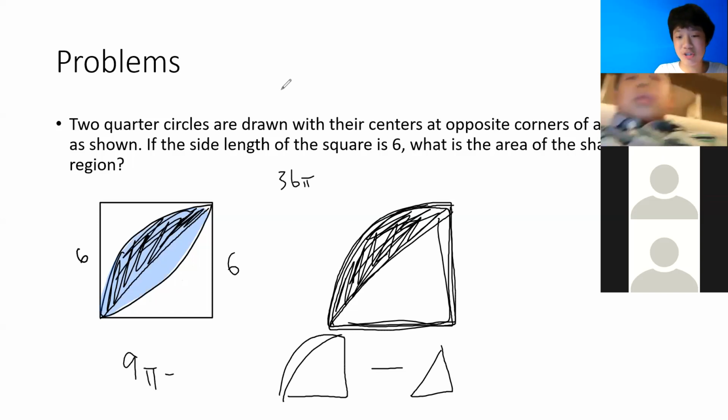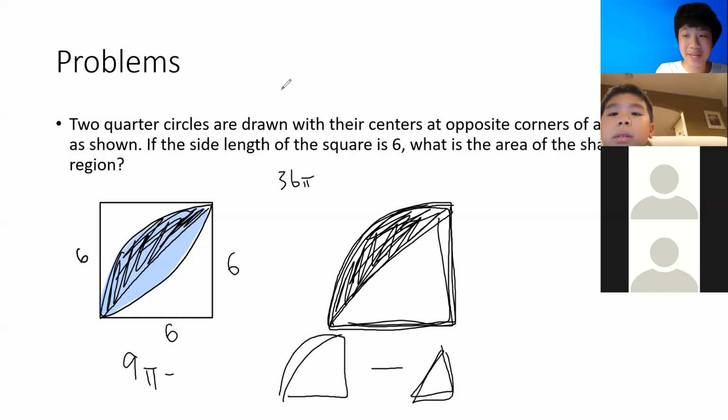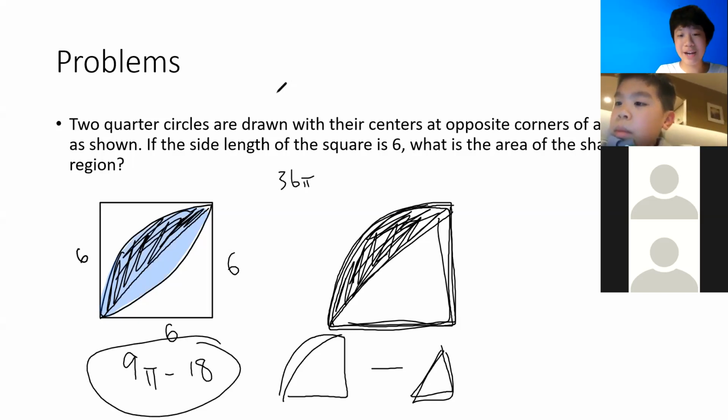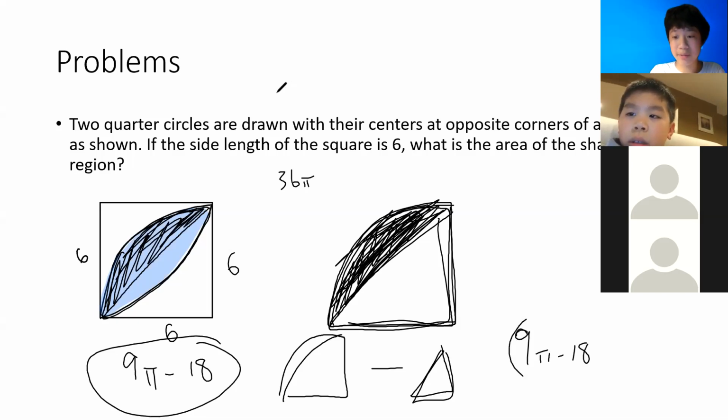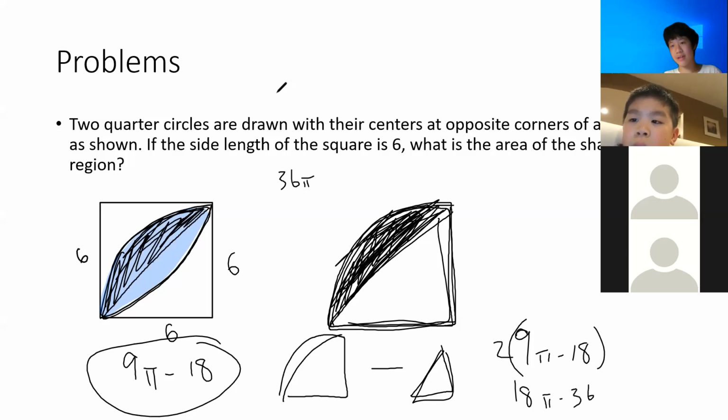We subtract this triangle out of here. We have a base and height of 6. So the area is going to be 6 times 6 divided by 2, 18. So this will be the area of this part. So now all we need to do is double this value to get the area of the entire eyeball, right? So what's this going to be? 9 pi minus 18. We just need to double this. 18 pi minus 36. Okay?